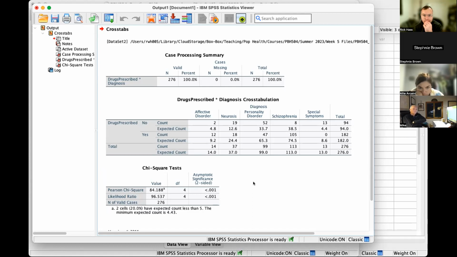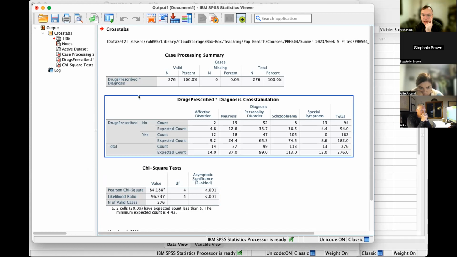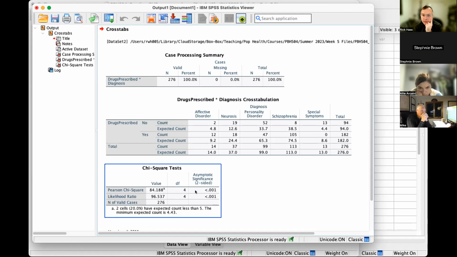So we've just tested our null hypothesis. What should be our conclusion here? Is our data consistent with the null hypothesis, which would be that whether or not drugs are prescribed to a patient is independent of the disorder that they have? What does this tell us about that?